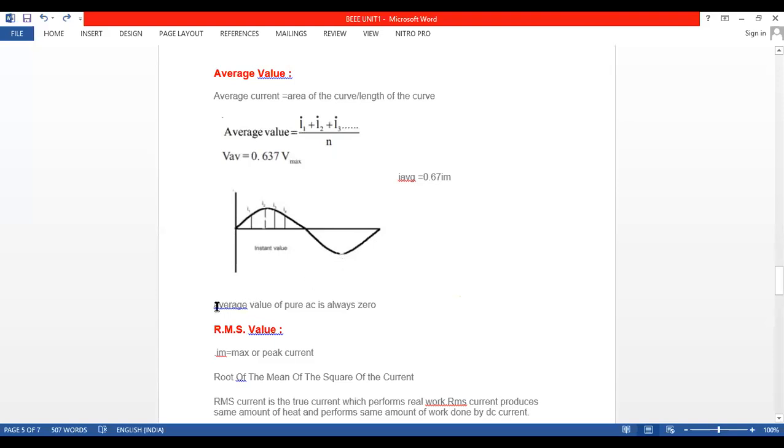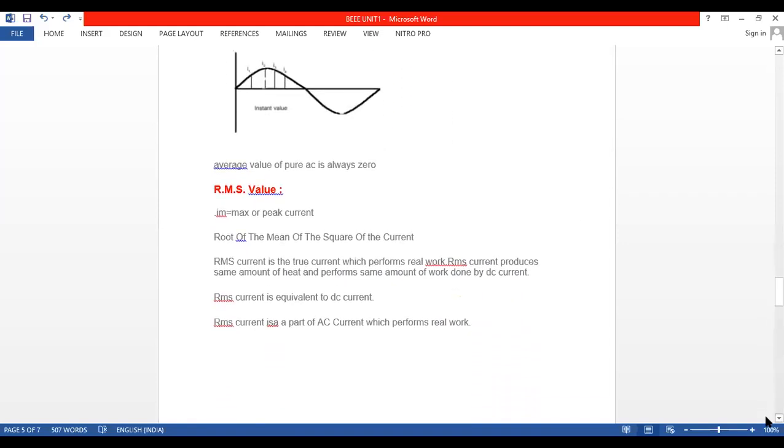That's why 0. The average value of pure AC current is how much? 0. Average value 0. The average value of pure AC current is always 0. So if somebody shows you AC current and says that AC current is flowing through the wire, what is the average value of that AC current? Pure AC current is equal portion of positive half and equal portion of negative half. Average value of pure AC current is always 0. If the AC current is not pure, what is the value of that average value? 0.67 into IM. Okay, so we'll remember for the time being the value.